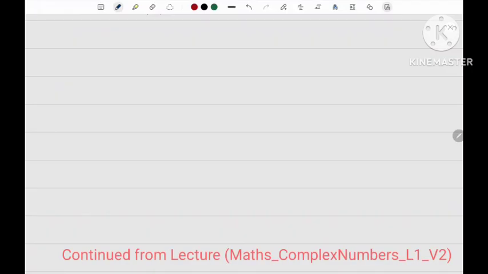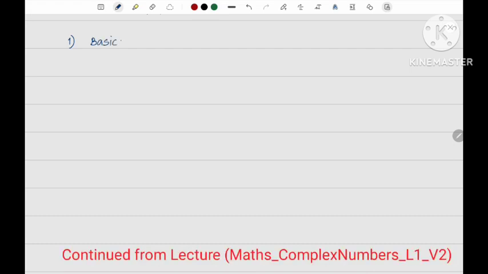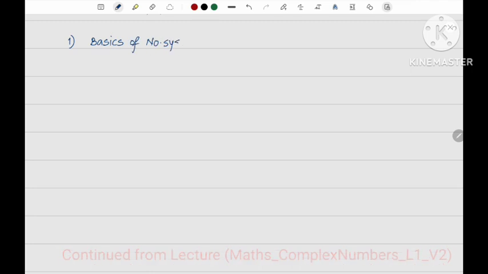Let me just recap what we did in the previous session. So the first thing we saw was basics of number systems, right? We also saw a bit about its evolution. Of course, we did not go into much detail, but we saw the basic chronology of evolution of number systems.